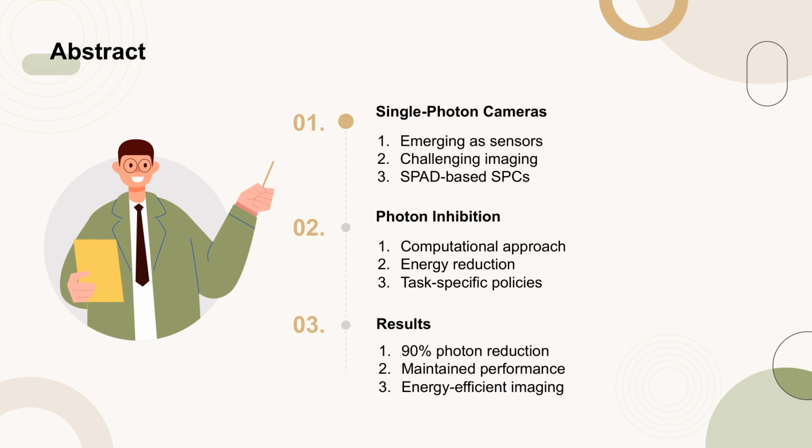Through case studies focused on image reconstruction and edge detection, the authors demonstrate, via simulations and real SPC data, a significant reduction in photon detections, over 90%, while maintaining task performance metrics. This work raises the question of which photons should be detected and paves the way for future energy-efficient single-photon imaging.